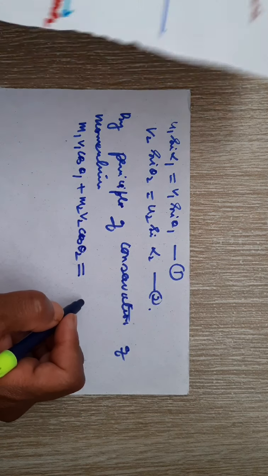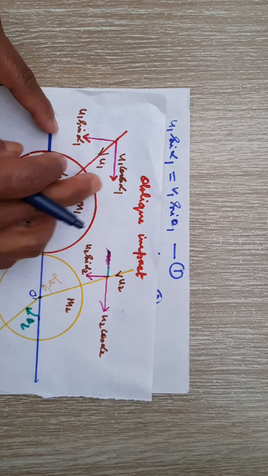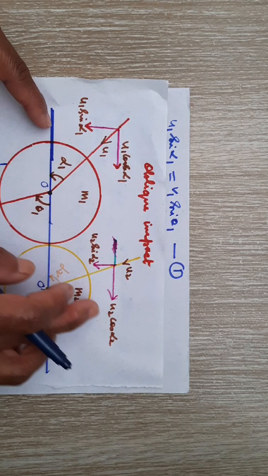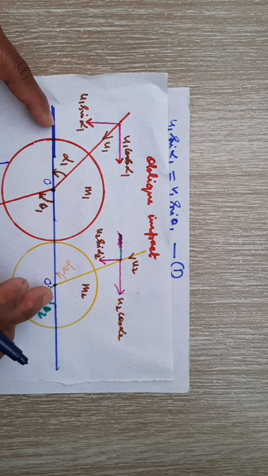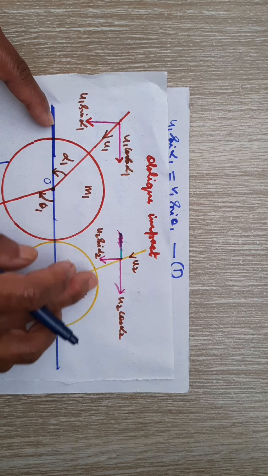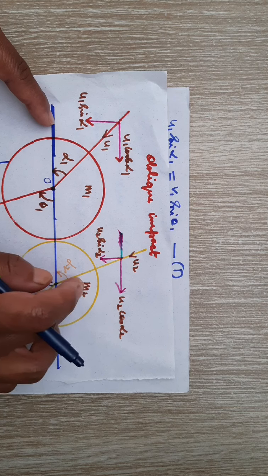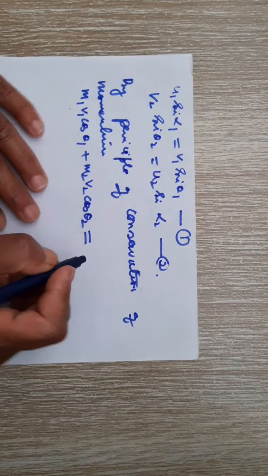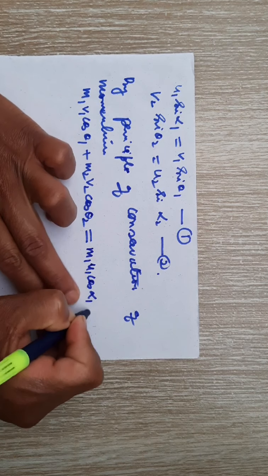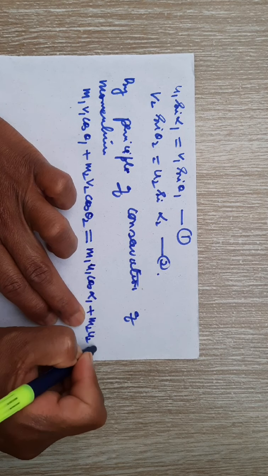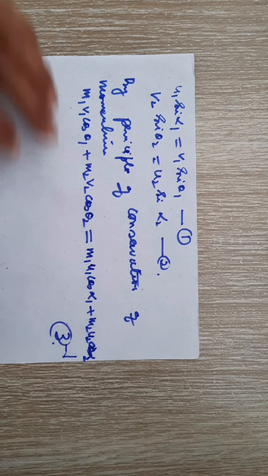And before impact, we know that u1 cos alpha 1 is the component velocity of the first sphere before impact along the line of centers, and u2 cos alpha 2 is the component velocity of the second sphere before impact, also along the line of centers. The mass of this is m2 and the mass of this is m1. So therefore the momentum will be m1 u1 cos alpha 1 plus m2 u2 cos alpha 2. Let us name this as equation 3.